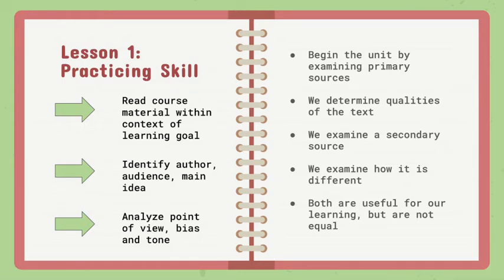We identify the author, audience, and main idea, and we analyze the point of view, bias, and tone. So with a little bit of pre-teaching for this activity and looking at different examples, students will begin the unit by examining primary sources. We determine the qualities of the text. We examine a secondary source. We examine how it's different. And then, we understand in the end that both are useful for learning, but they're not equal. They provide us with different insights.